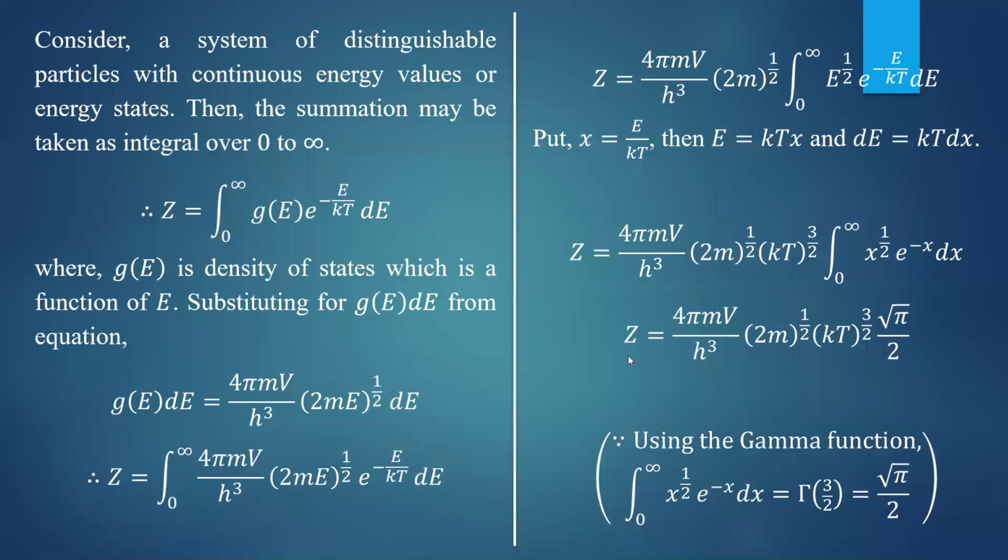So you will get z is equal to 4 pi mv divided by h cube into 2m to the power half into kt to the power 3 by 2 into square root of pi by 2. Rearrange this term. Collect all pi on one side and other constants on the other side. So this is the equation we have got in the previous slide.